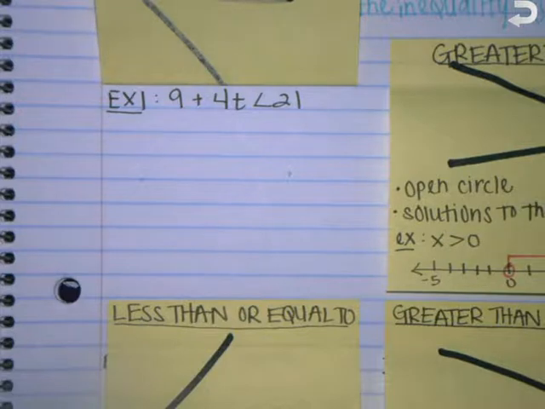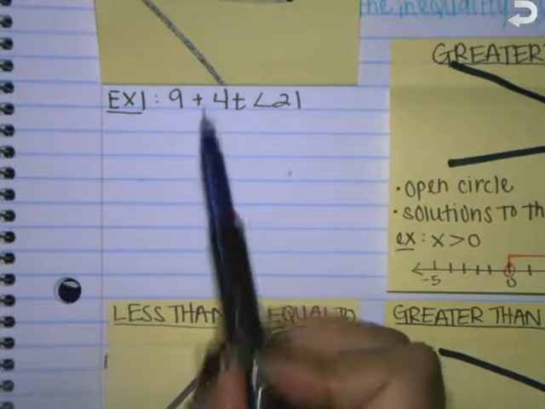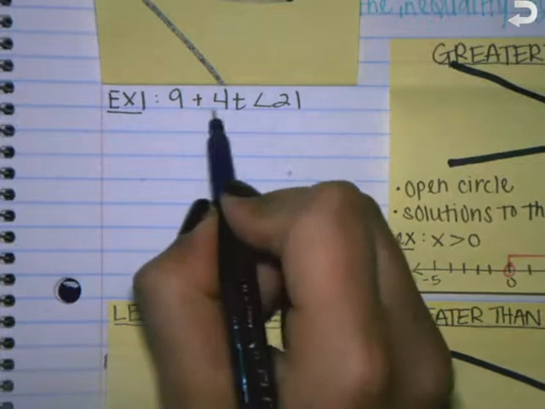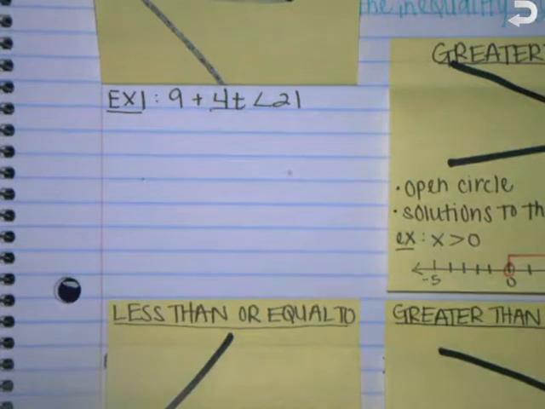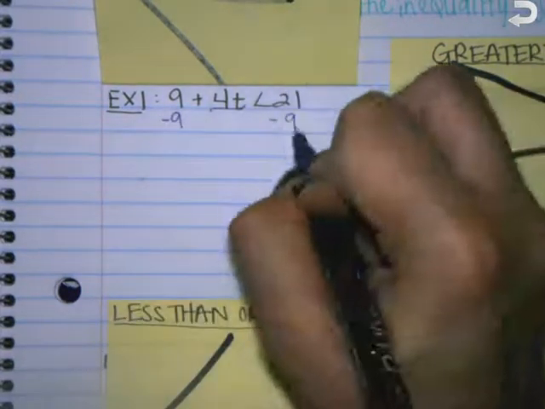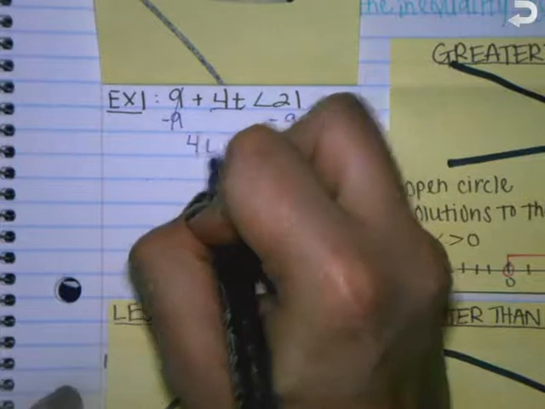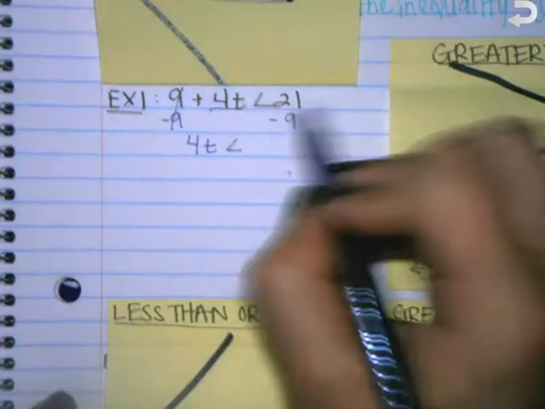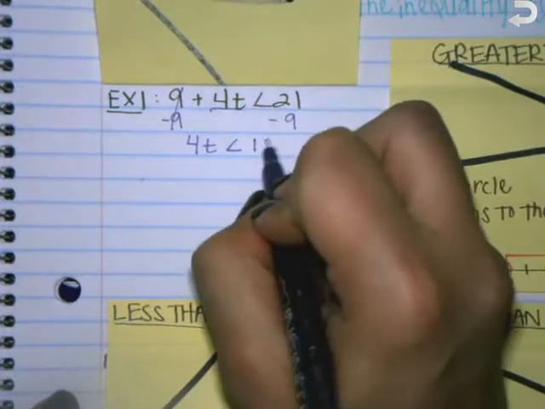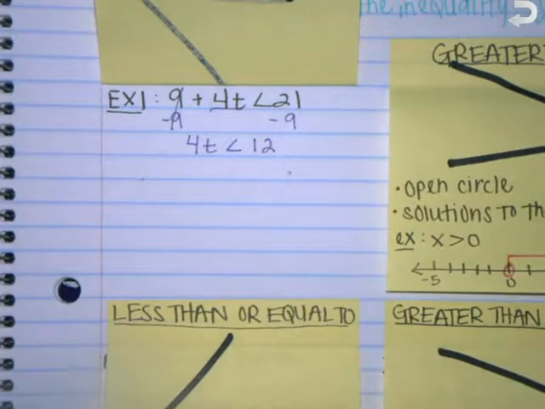So I told you guys that to solve, we're basically going to use the exact same steps that we use for solving equations. So we want to get all of our variables on one side, which we already have them, right? 4t is already on the left. So what would I do first? Subtract 9 from both sides, because 9 minus 9 gives me 0. And that leaves me with 4t less than 21 minus 9, 12.